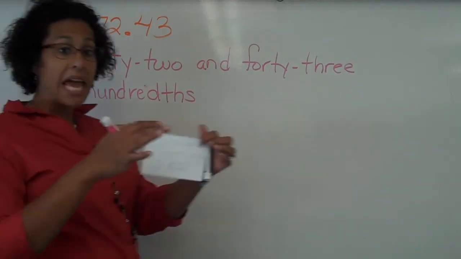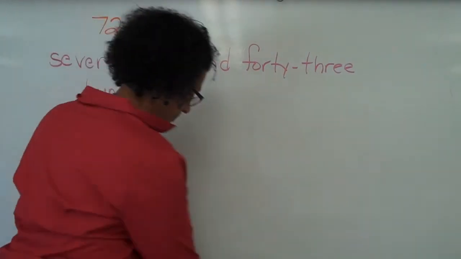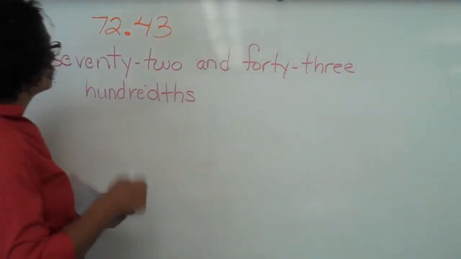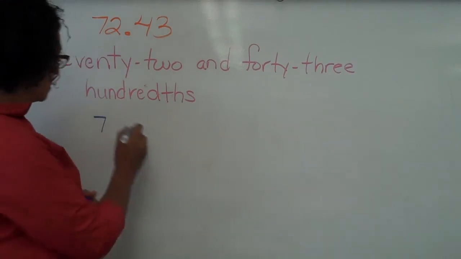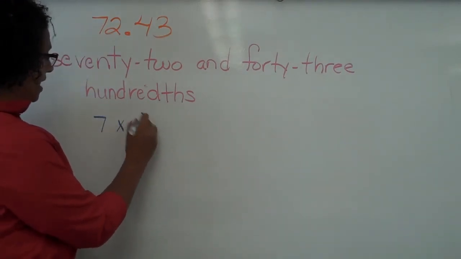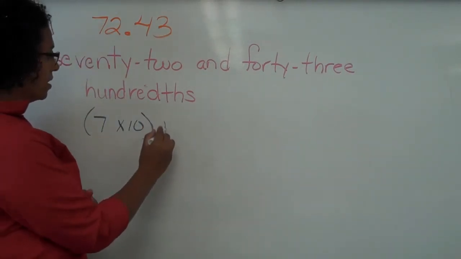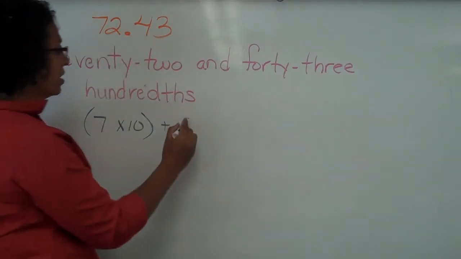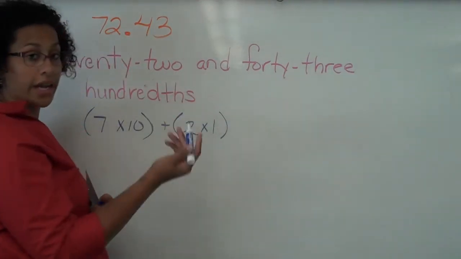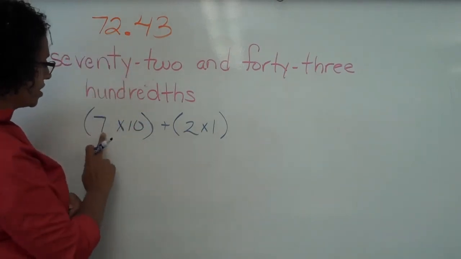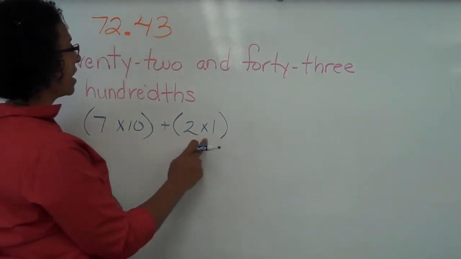Now let's expand this number, power of 10. So, we're going to start with our 7. That 7 is in the tens place, so I'm going to multiply by 10, because that would give me the 70. Plus the 2. The 2 is in the ones place. If I multiply by 1, then I get my 2. So we've taken care of the 72. 7 times 10 plus 2 times 1.